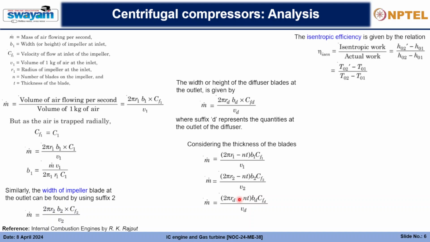Now the isentropic work done. So isentropic work done is given by the relation eta isentropic equals isentropic work divided by actual work, equals H02 dash minus H01 divided by H02 minus H01, or dependent upon the stagnation pressures as this. So this is based on the stagnation properties.